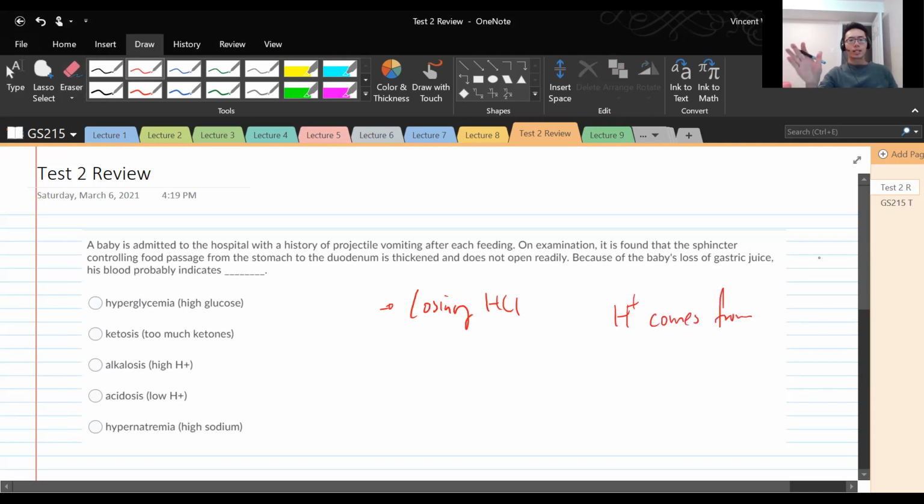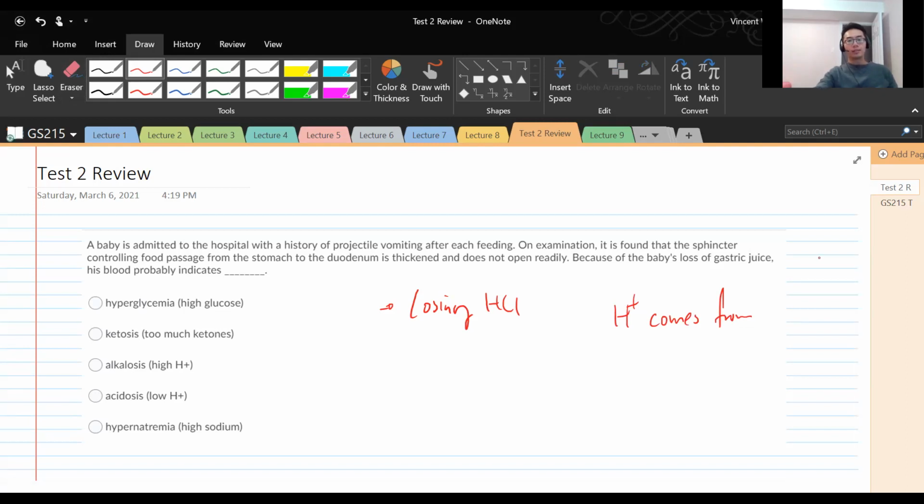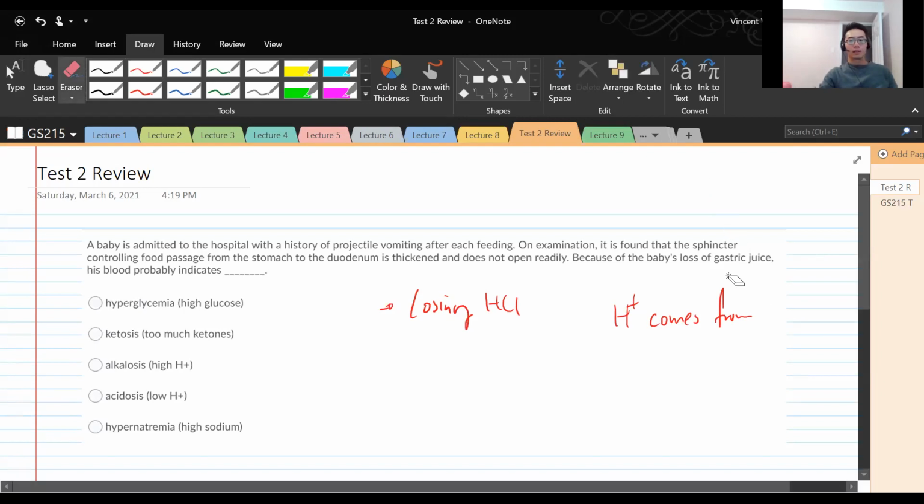I know we said that the parietal cell is going to make the HCl, but where do you think the H plus comes from in the body? It comes from the blood, right? So you're going to have to use a lot of the H plus from the blood to replenish the HCl. And if you lose H plus in the blood, then it will lead to alkalosis.